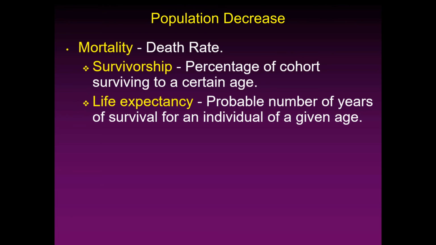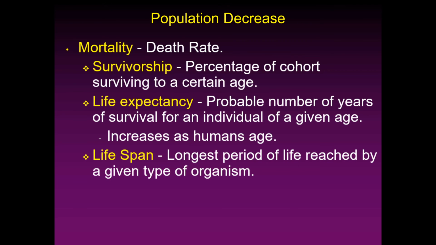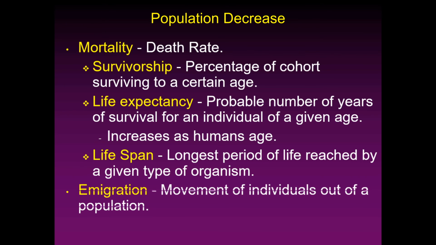If you look up, for instance, human life expectancy, that is based off of the averages for individuals. It increases as humans age, and then a lifespan is the longest period of life that can be reached by a given type of organism. So this would be comparing how old the average individual lives versus how old the longest-living person lives. And then emigration is when individuals leave a population. They move out and they are removed from that equation.